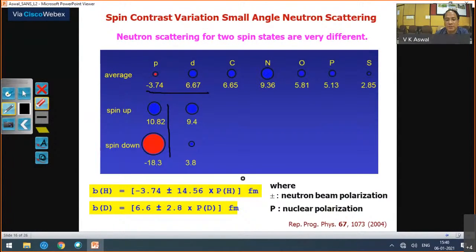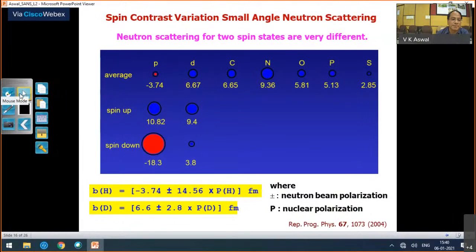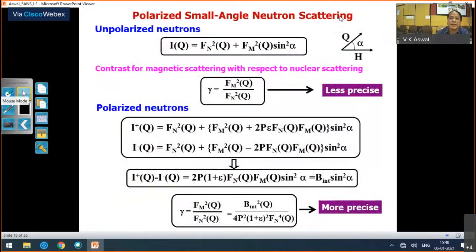So only a few groups who can afford to get these kinds of sample environments make use of this technique. But as I said, it's very useful. You can produce even more contrast than what you get in isotope contrast variation. Then another technique which I had talked about in contrast variation small angle neutron scattering is polarized small angle neutron scattering, which is useful for magnetic systems.